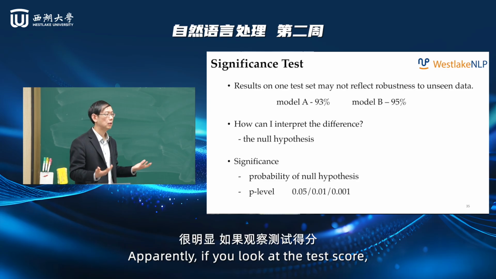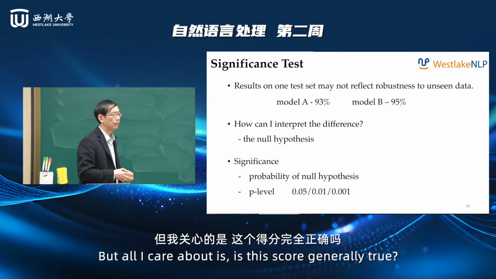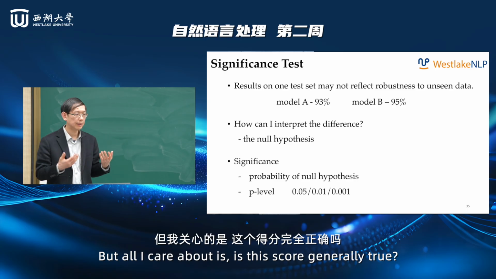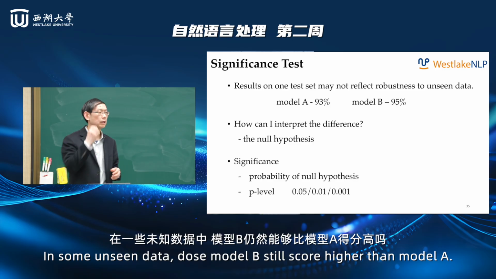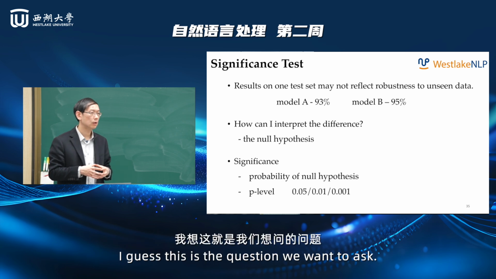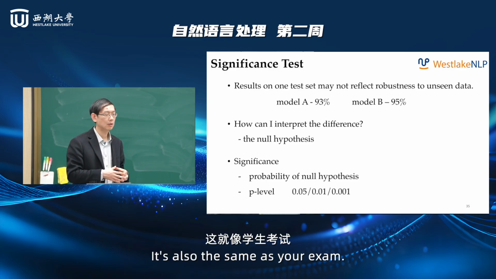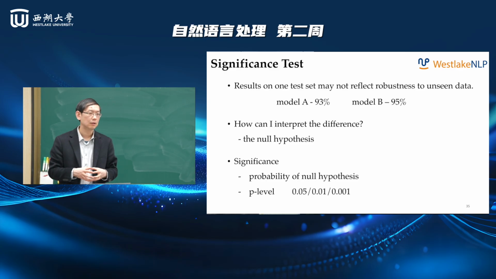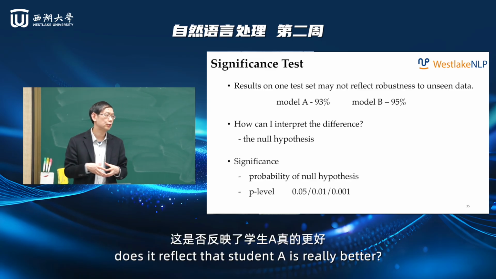Apparently, if you look at the test score, model B is better by 5%. But all I care about is, is this score generally true? So in some unseen data, does model B still score higher than model A? I guess this is a question we want to ask. It's also the same as your exam. Student A scores better than student B. Does it reflect that student A is really better?